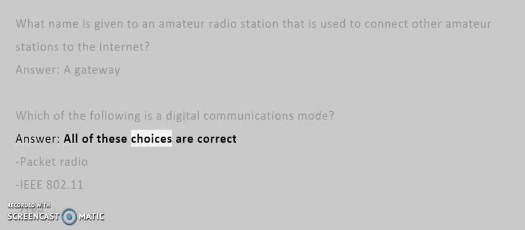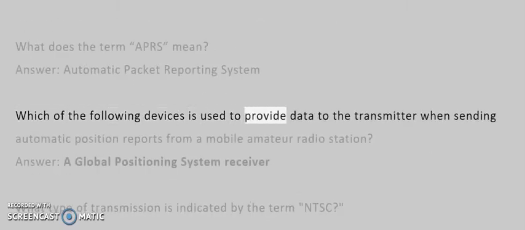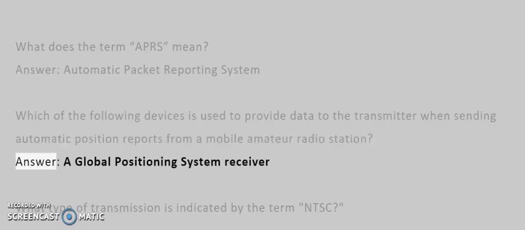Which of the following is a digital communications mode? Answer: all of these choices are correct. Packet radio. IEEE 802.11. JT65. What does the term APRS mean? Answer: automatic packet reporting system. Which of the following devices is used to provide data to the transmitter when sending automatic position reports from a mobile amateur radio station? Answer: a global positioning system receiver.